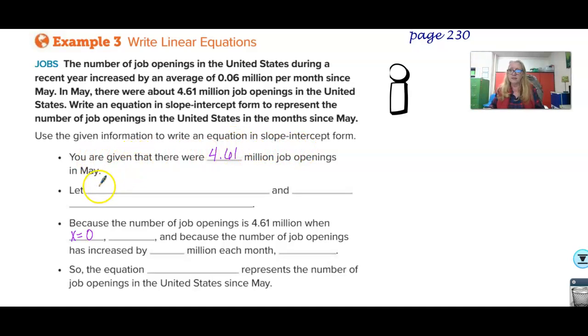Here they want you to write, let X equal the number of months since May. I don't know how I'm supposed to know that. And Y equal the number of job openings in millions.